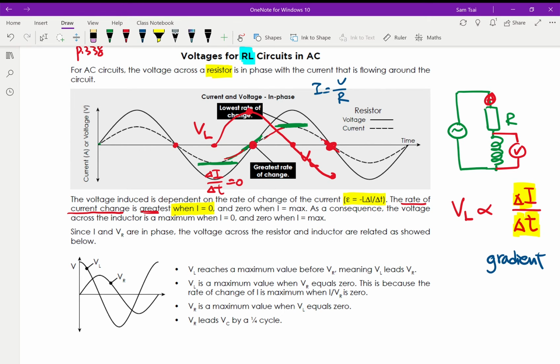Then I change the color. The rate of change of current is 0 when I is maximum. So when I is maximum, VL is 0. That is what it means. As a consequence, the voltage across the inductor is maximum when I equals 0. I change to yellow: when I is 0, the inductor voltage is maximum. Exactly the same as this one.